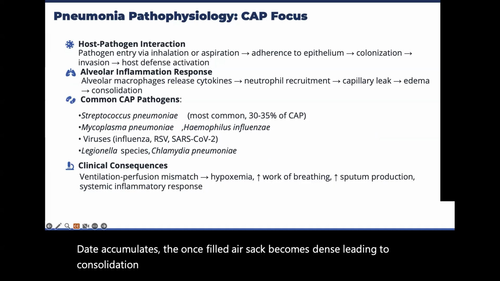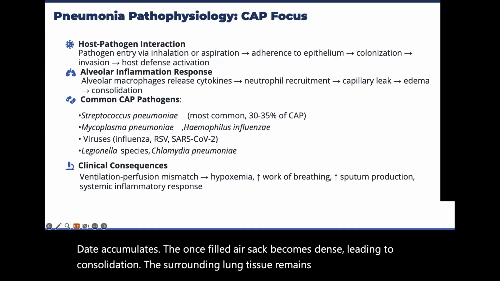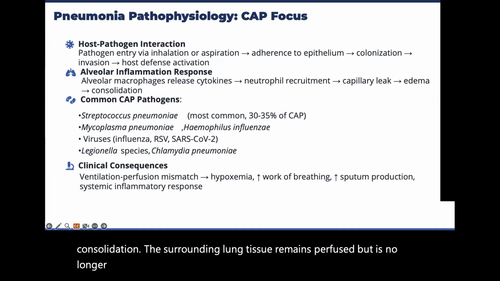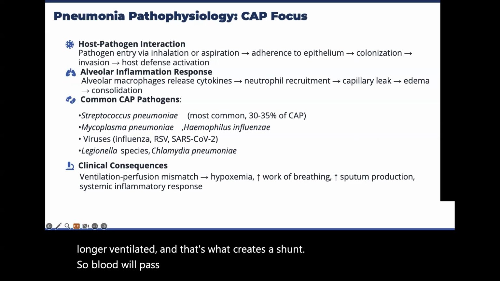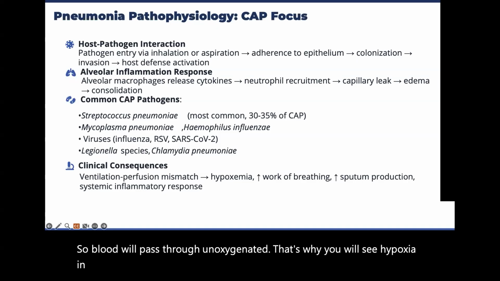The surrounding lung tissue remains perfused, but is no longer ventilated, and that's what creates a shunt. So blood will pass through unoxygenated. That's why you will see hypoxia in your patient with pneumonia, hypoxemia to be more specific and correct.